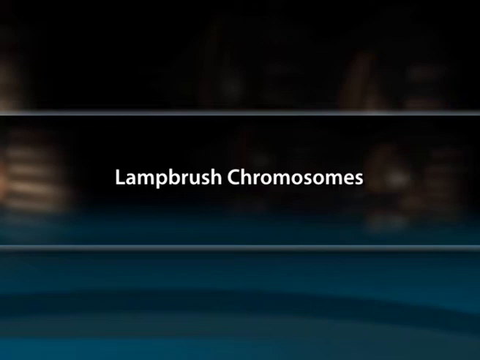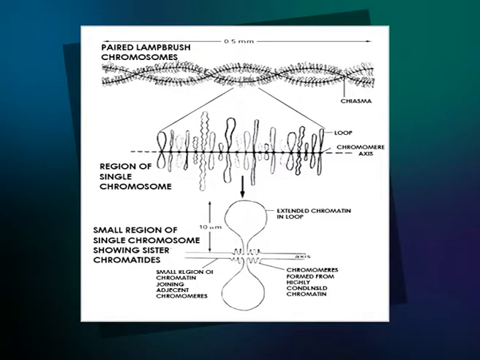Lampbrush chromosomes. Lampbrush chromosomes were first observed by Fleming in 1882 in sections of salamander oocytes and later described by Rückert in the year 1892. They appeared like brushes used for cleaning lamps, hence the name lampbrush chromosome. They are transitory structures and can be observed during the diplotene stage of prophase I in meiosis in the oocytes of all animal species, both vertebrates and invertebrates.